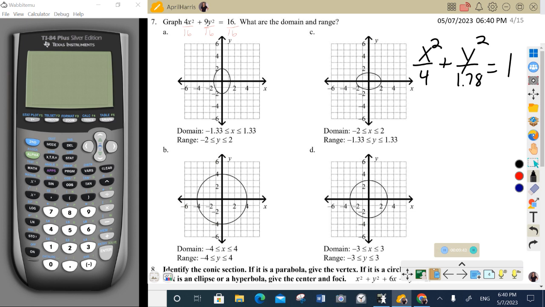I noticed right off the bat that both B and D are circles. Okay? So x is the major axis because it has the biggest number underneath, and that means little a is going to be 2, the square root of 4. So from the center to the major vertex, we need to go 2, and the answer is going to be C. And if you'll notice, if you were to take the square root of 1.8, that's how far you're going up right there on the minor axis, the y-axis.